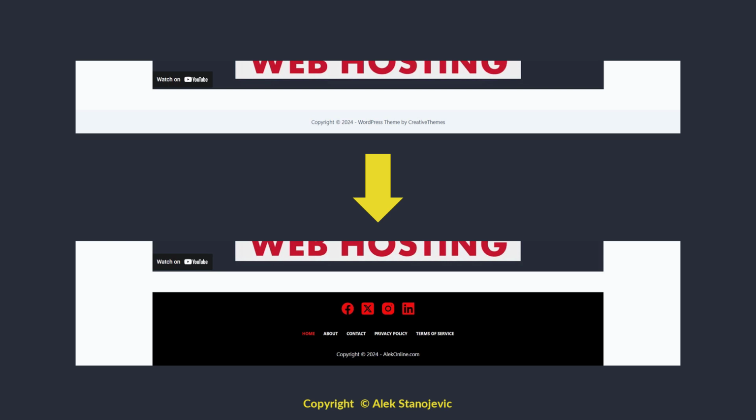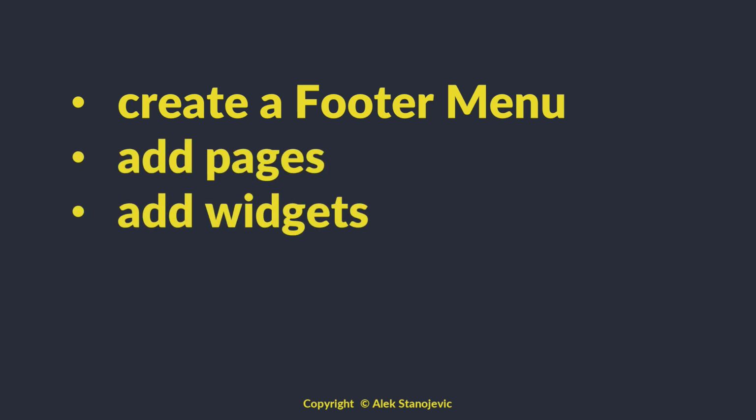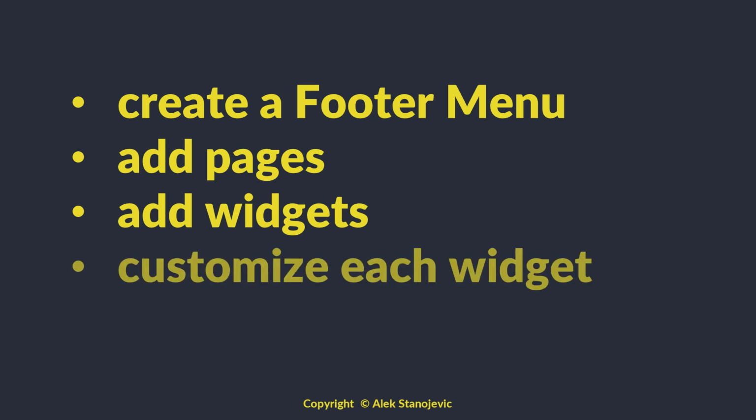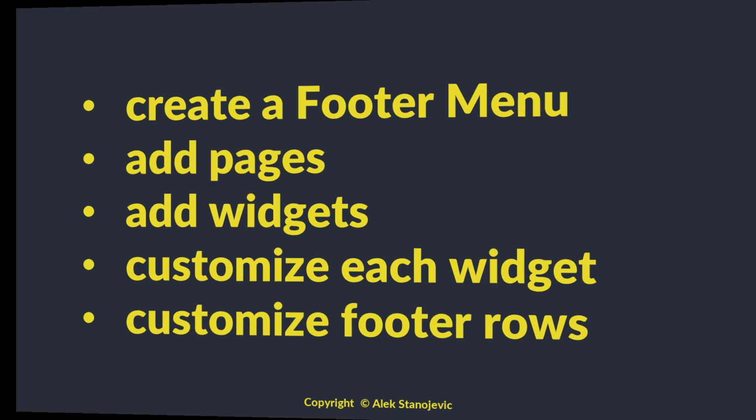To do that, I will show you step by step how to create a footer menu in WordPress, how to add pages to the menu, how to add widgets to the footer, how to customize each added widget, and how to customize footer rows. In the same way we created the header menu, we will start by making a footer menu that we will use later to customize your website footer. I will now switch to my WordPress dashboard to show you exactly how to do it.